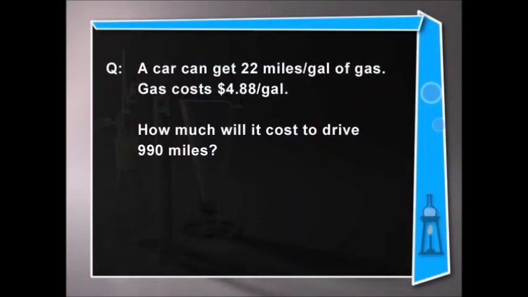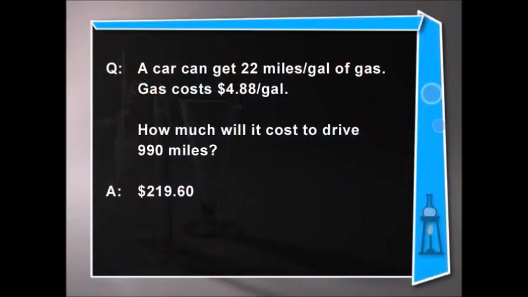Here's another problem. This one is much more involved, so take your time, pause the video, and think carefully before you watch the solution. A car can get 22 miles per gallon of gas. Gas costs $4.88 per gallon. How much will it cost to drive 990 miles?